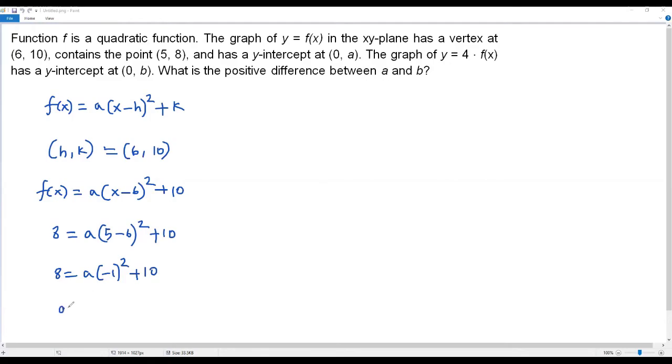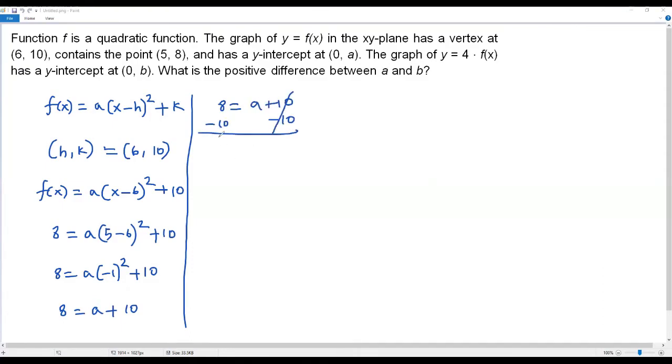Then I'm getting 8 equals, so the evaluation of (negative 1) the whole square is just 1. 1 times a is a, plus 10. Let me write this over here: 8 equals a plus 10. So now I subtract 10 from both sides to solve for a. When I do so I'm getting negative 2 on the left side and on the right side I'm just getting a. So now I can take the quadratic function over here and plug in negative 2 for a.